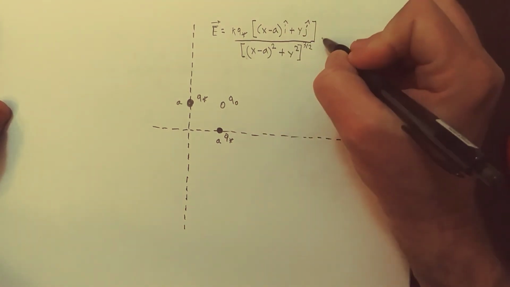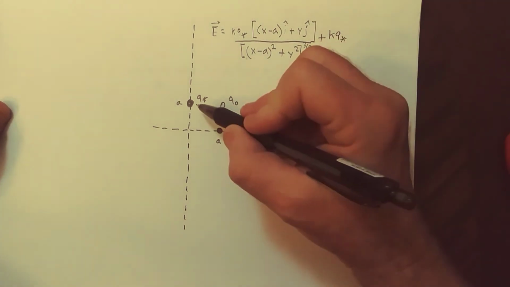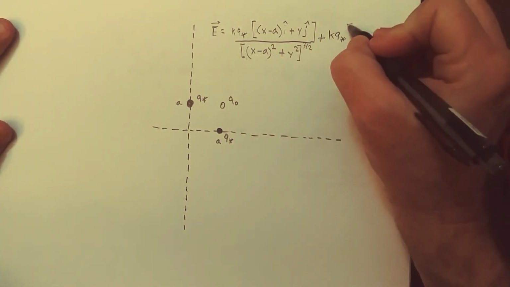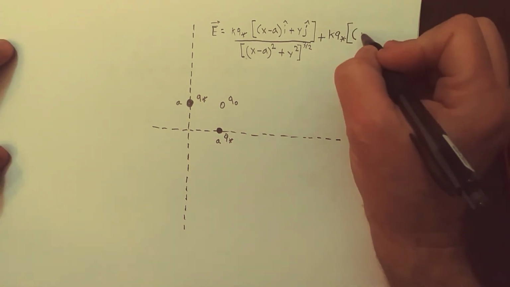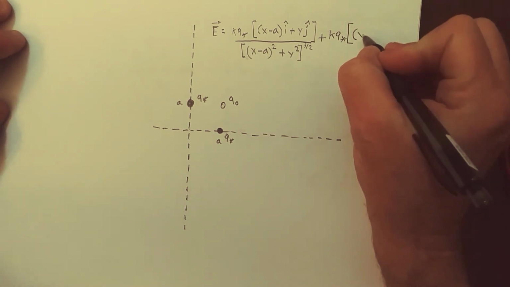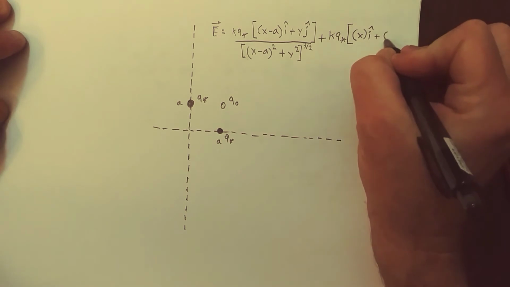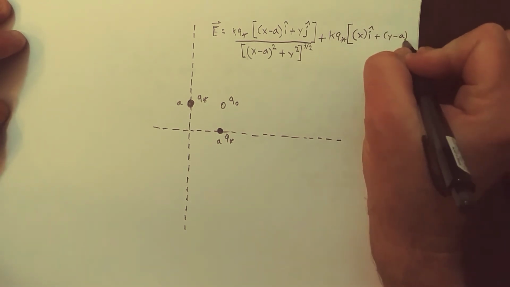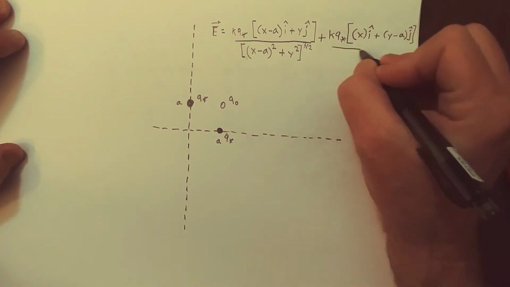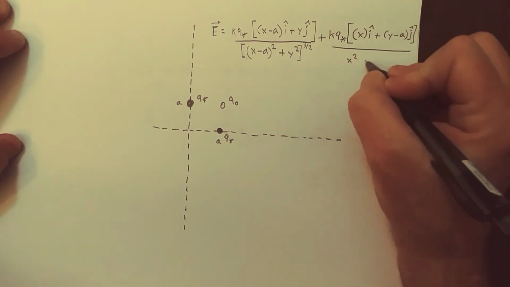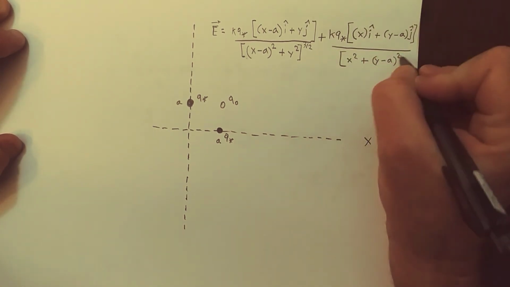And to that we'll add the electric field produced by this particle everywhere in the xy plane, and that is x minus the x component, so that's just x i hat, plus y minus a j hat, because the y component is a, and we'll divide that by x squared plus y minus a squared to the 3/2.